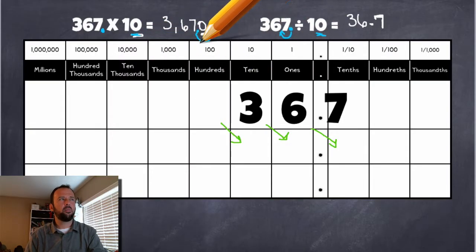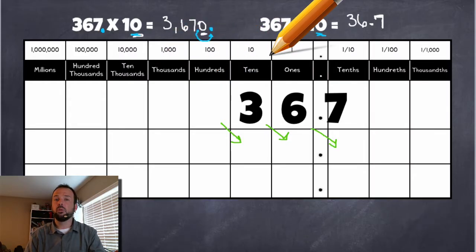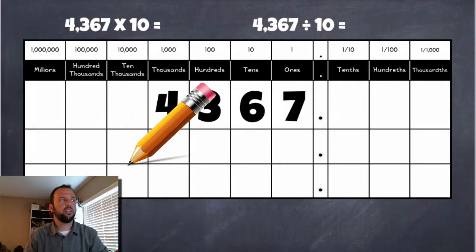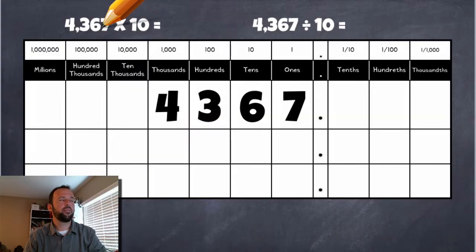So I'm seeing a couple patterns that I think are developing here. So we're going to keep an eye on those as we move forward. We're going to do another example and see if some of those things hold true, okay? All right, so real quick, let's take a look at one more example. This time I have 4,367 times 10. Then I have 4,367 divided by 10.